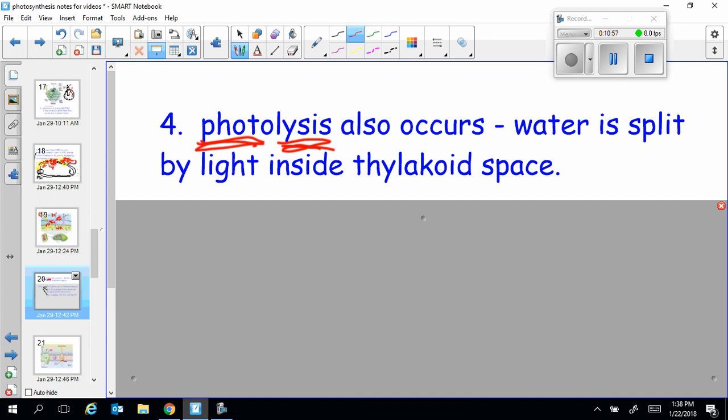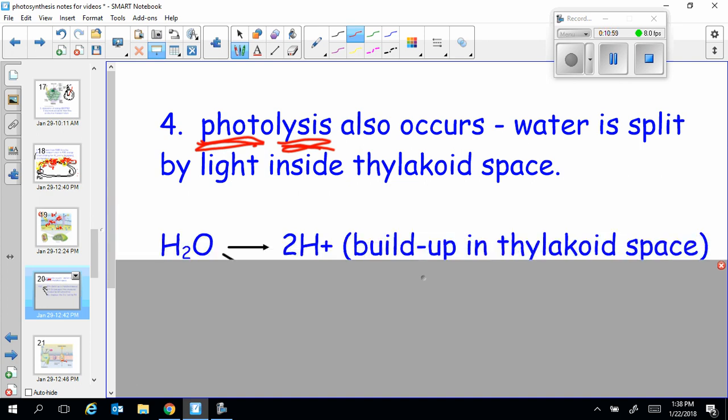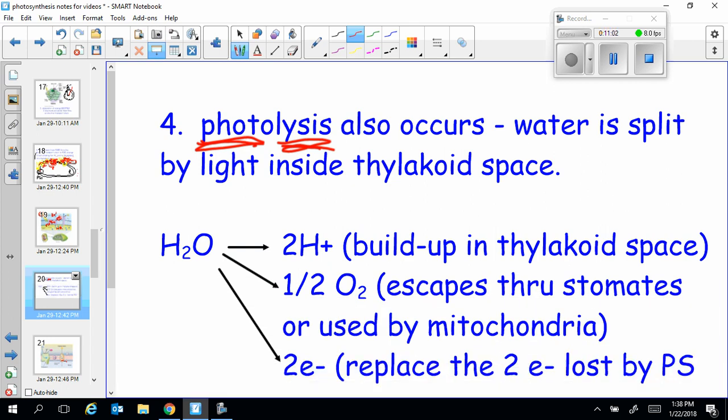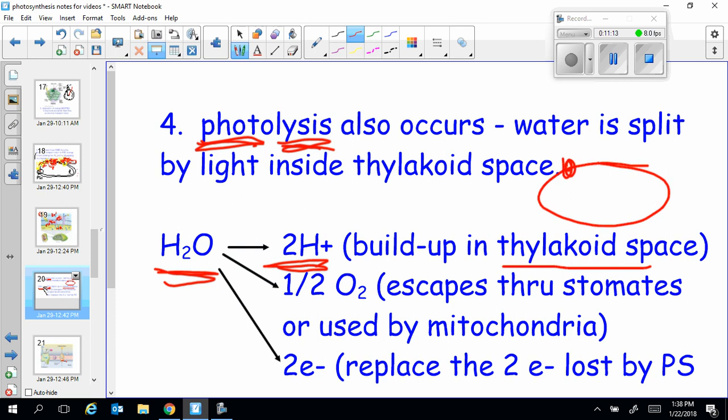So water is going to be split inside the thylakoid space, or what I call the lumen. When the water is split, this is what you get out of one water molecule. You get two H pluses. Those are going to build up in that thylakoid space. So if this is my photosystem, here's water right here, H2O. And when the light comes in, it's able to break that water into these things. So it's able to break it into H pluses, and the H pluses build up here in the lumen.